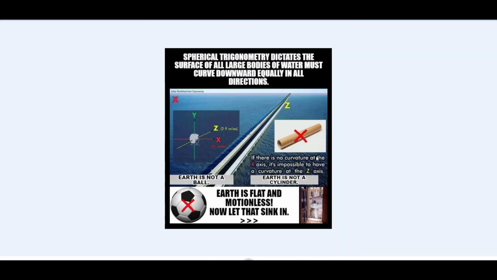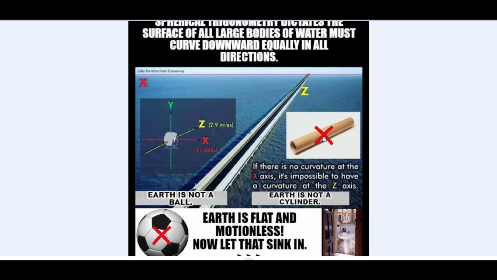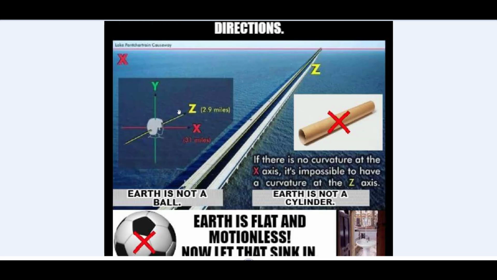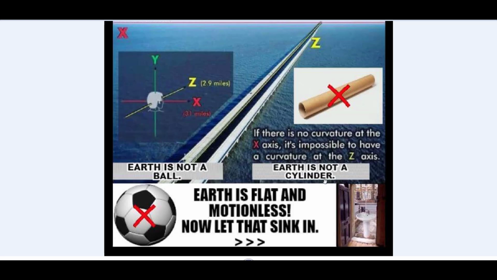Horizon, eye level. Spherical trigonometry dictates the surface of all large bodies of water must curve downward equally in all directions, just like a toilet paper roll, right? This is not in the reality of the real world. The reality of the real world is like the Lake Pontchartrain Causeway, so this is for the XYZ axis in distances. If there is no curvature on the X axis, which is the horizontal one, it's impossible to have a curvature on the Z axis. Earth is not a cylinder. Earth is flat and motionless. It's not a spinning ball.